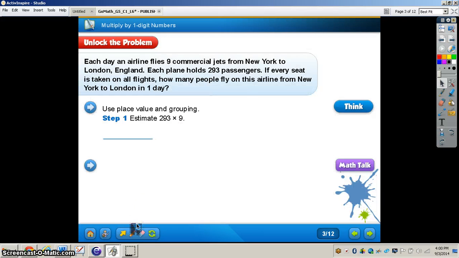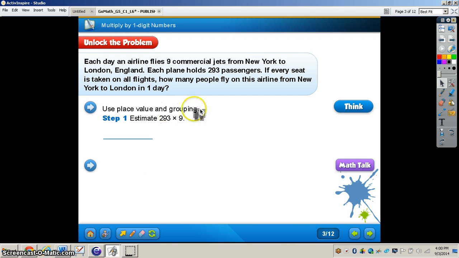Now, let's unlock this problem. It says on page 27, each day an airline flies 9 commercial jets from New York to London, England. Each plane holds 293 passengers. If every seat is taken on all flights, how many people fly on this airline from New York to London in just one day? Now, the first thing that we want to do is just give a really quick estimate on what we think the answer is.